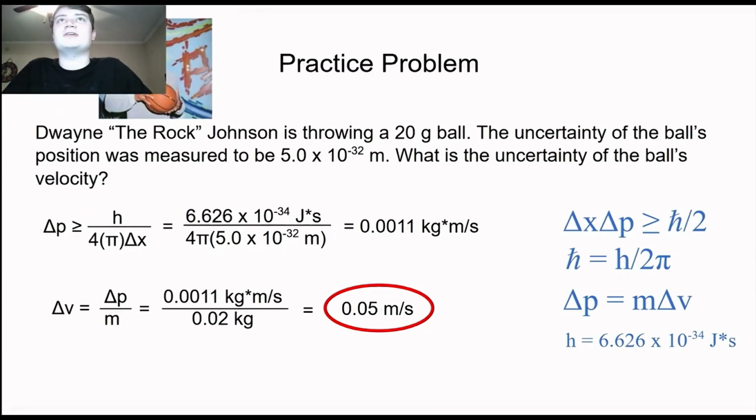Sometimes we will be given the uncertainty in velocity instead of the uncertainty in position. So let's see how that, along with focusing on something much smaller than a baseball, changes things in our next example.